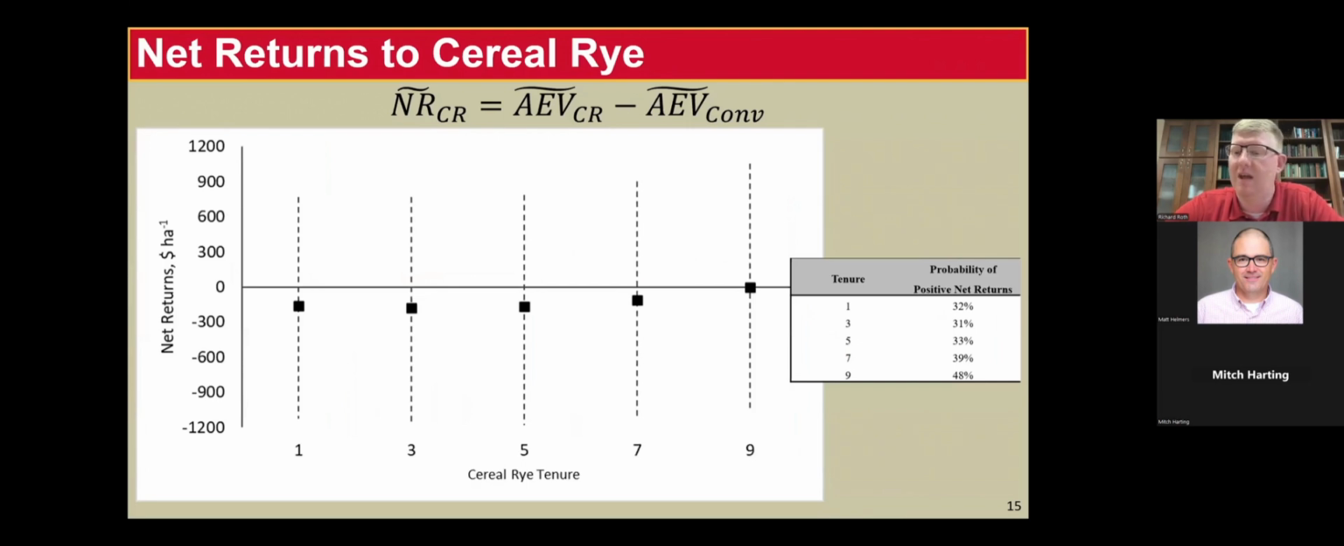I'm not going to spend a lot of time on this, but during my PhD I also did an economic analysis based on that big data set that I pulled from across the Midwest, and found that basically until the system matures to about 8 or 9 years, net returns on average are negative. I don't have much more to say on that other than that's what I found for that specific data set, and that will not hold true for every situation or every farm, but it is what I saw.